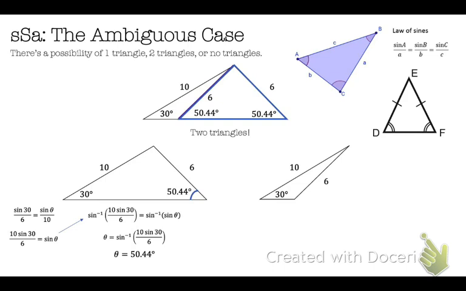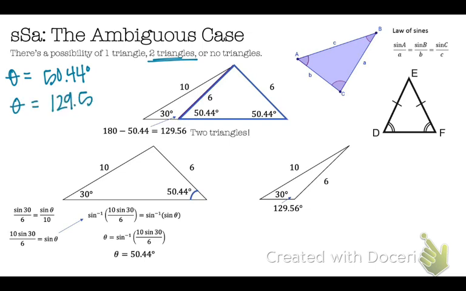Now, if that's 50.44 and these are on a line right here, that means they add up to 180. So I can just do 180 minus 50.44 and I get 129.56. So that other angle measure there is 129.56. So we have two triangles here, and our angle measures would be 50.44 and 129.56.